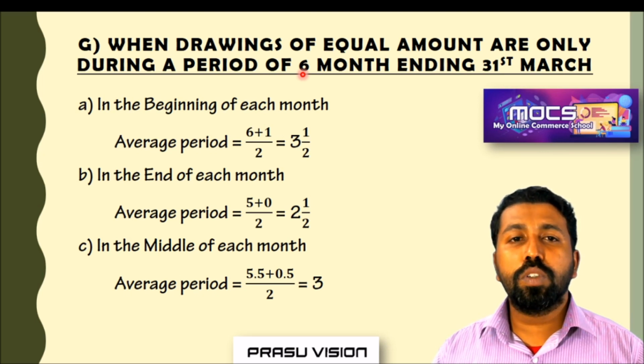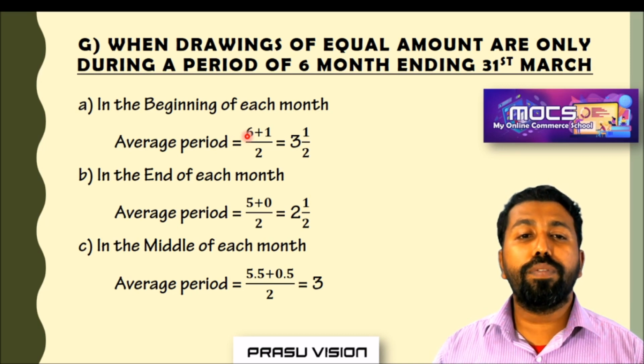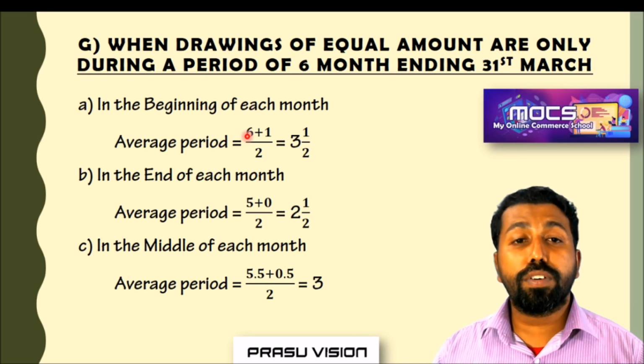So we have to find out the amount of interest on drawings. Suppose in the beginning of each month, average period is equal to 6 plus 1 divided by 2. So 3.5 is the average period. So how is it getting? Only 6 months we have to calculate the interest. If it is withdrawn at the beginning of the month, normally the 6 months will be the last 6 months of the financial year. So remember, here 6 plus 1 divided by 2.